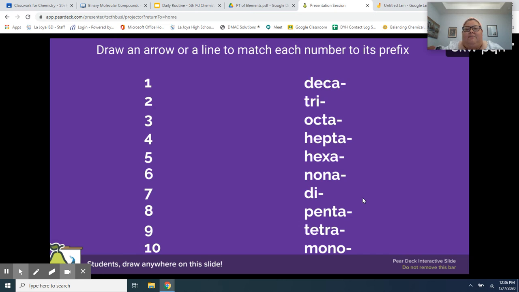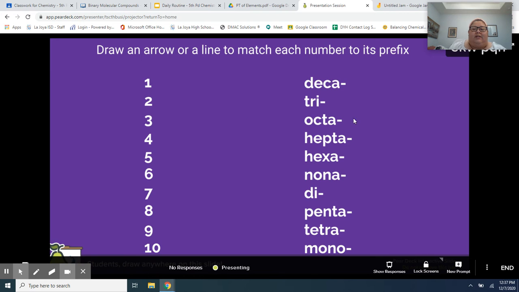Draw a line and match each number to its prefix. If you have a subscript of 1, what is the proper prefix? If you have a subscript of 2, what is the proper prefix? Match them up. I want to do this quickly. Come on, we cannot waste time. Which one is the one for 1, mono? What's the one for 2?